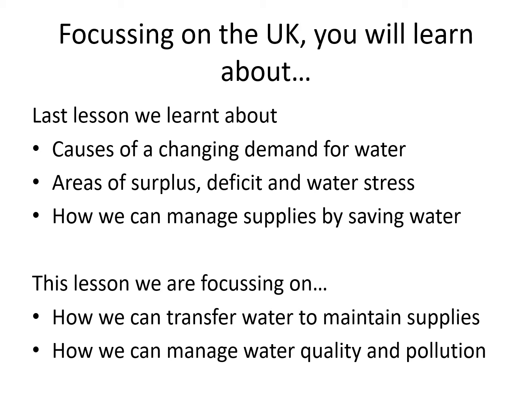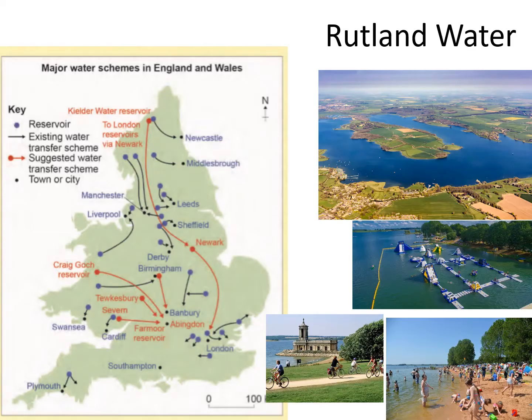The second thing we're going to look at today is water quality and how it becomes polluted and what we can do about it, how we can manage that. So just to start, here is a map showing England and Wales, and it's showing you all the major water schemes that currently exist in the country.